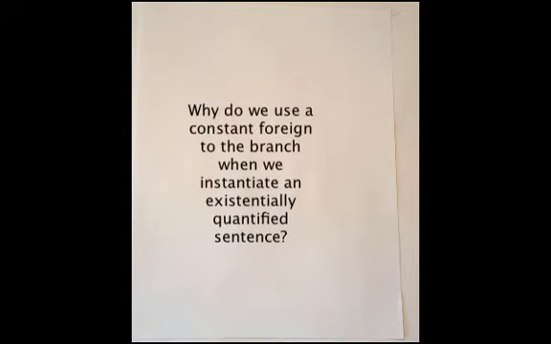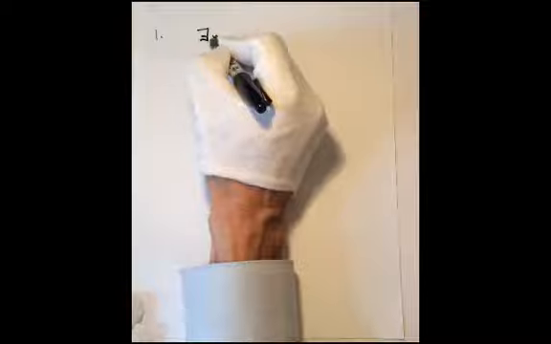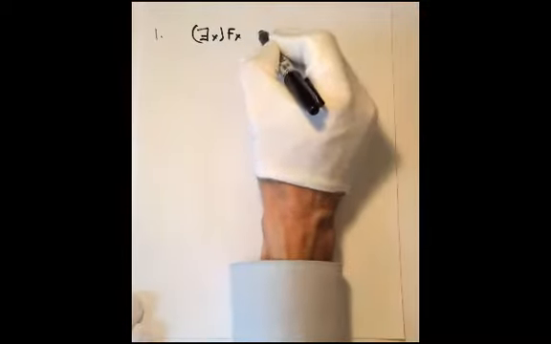Welcome. I want to quickly review the reason why we need to use a constant that is foreign to the branch when we instantiate an existentially quantified sentence. You've already seen this example in class, but I thought it might help to see it again. So here's how it goes. Remember that we started with the following sentence.